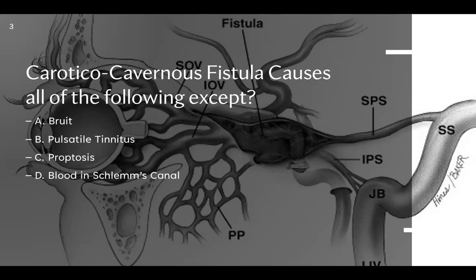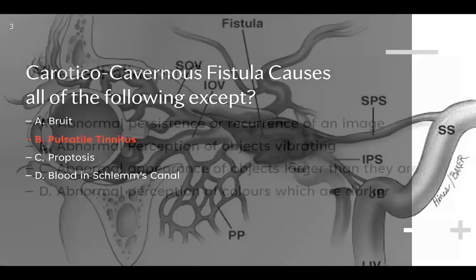With the time having elapsed, let us look at our answers. The right answer is pulsatile tinnitus. 7% of the audience got it right. 53% of the people got blood in Schlemm's canal, but blood in Schlemm's canal is something that is actually seen in CCF when there is raised episcleral venous pressure.